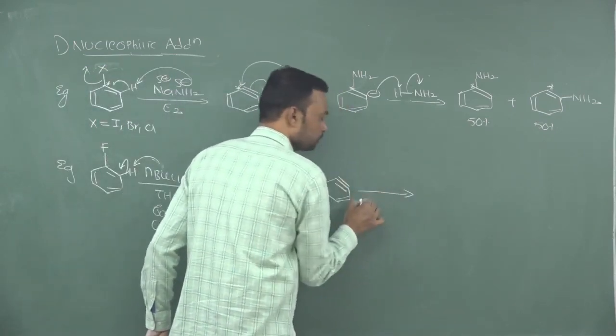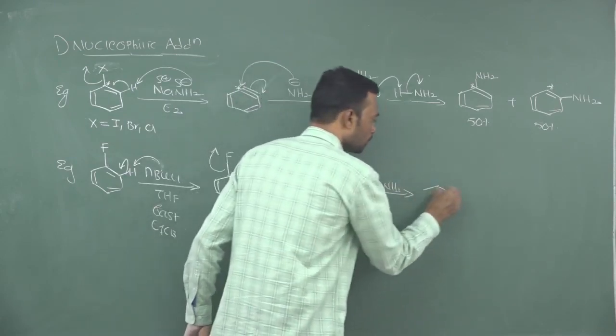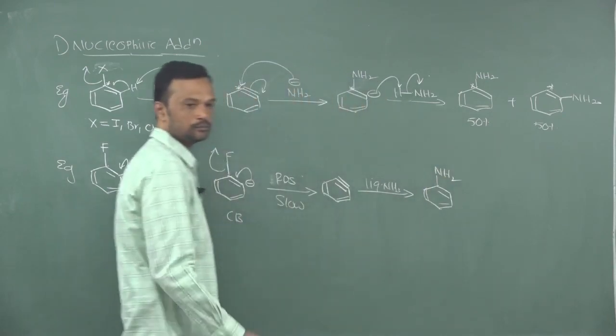After this, what will they give? They will give liquid ammonia. Suppose they give liquid ammonia, what is your answer? Your answer is, finally, can I write like this? This is NH2, like this, aniline.